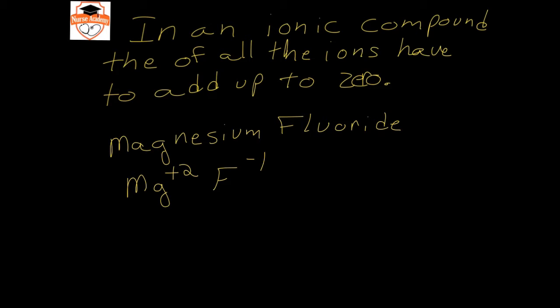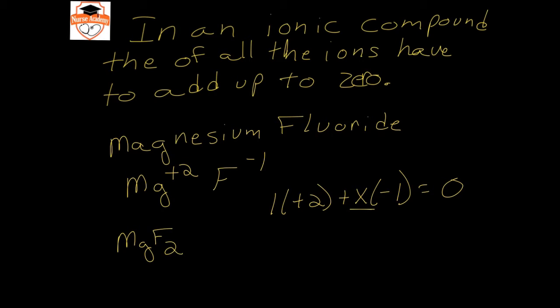So in this case, in order for the charges to add up to 0, we're going to need more than one fluorine. And we don't add them, but we multiply. So we're just going to sit here and go, all right, if I have 1 times +2 plus x times -1 equals 0, what does my number x have to be? And that's going to be the subscript of my formula. So it would really be MgF2. And that would be the appropriate formula for this compound.